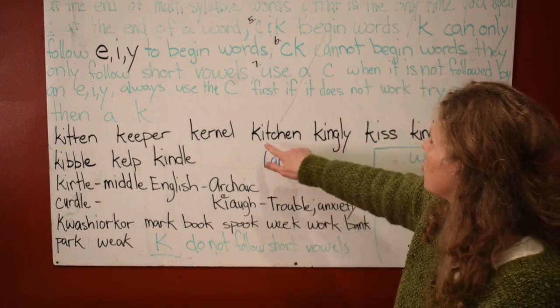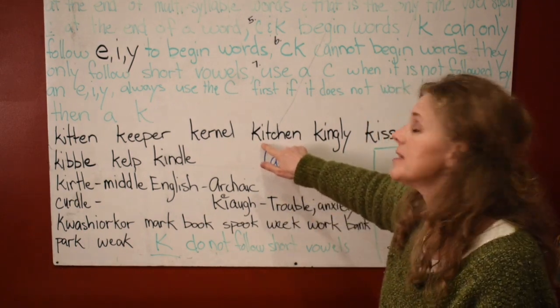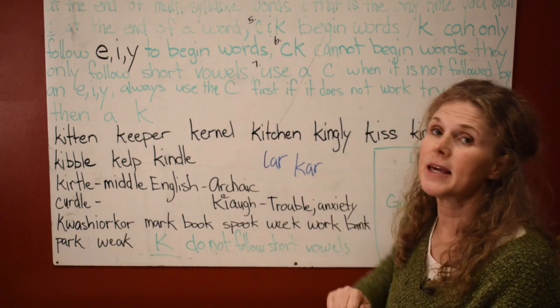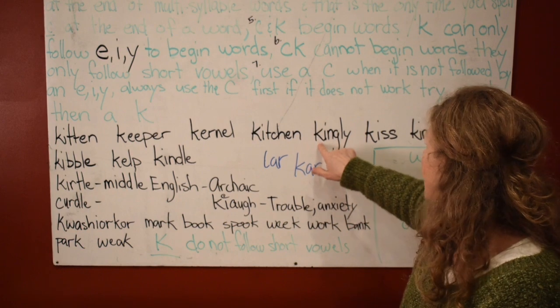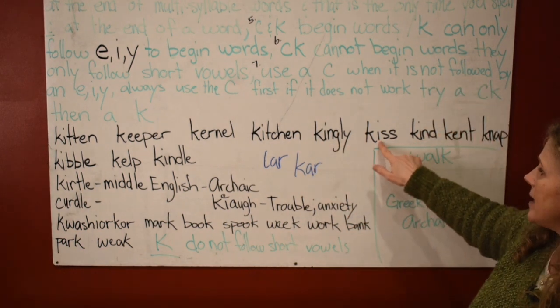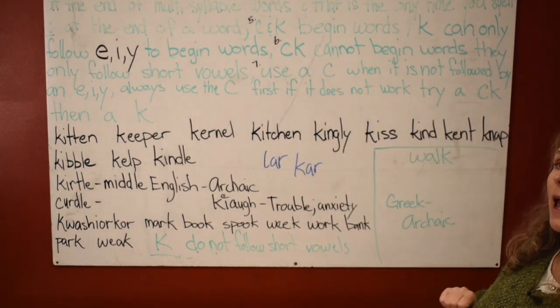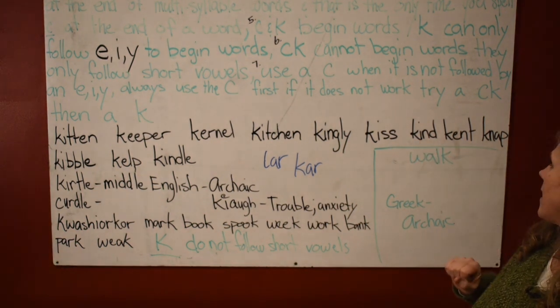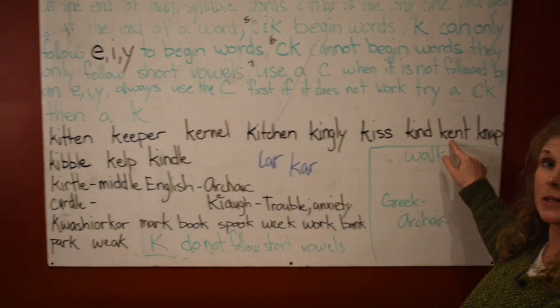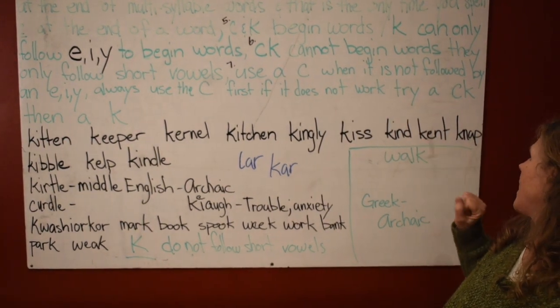Okay? Like the word kitchen. This is an E, I, or Y, so it is a K. Kingly. It's an E, I, or Y, so it's a K. Kiss. An E, I, or Y, so it's a K. Kind. An E, I, or Y, so it's a K. Kent, see? This is an E, so it's a K.